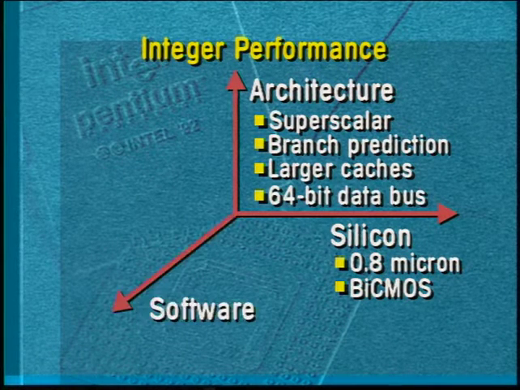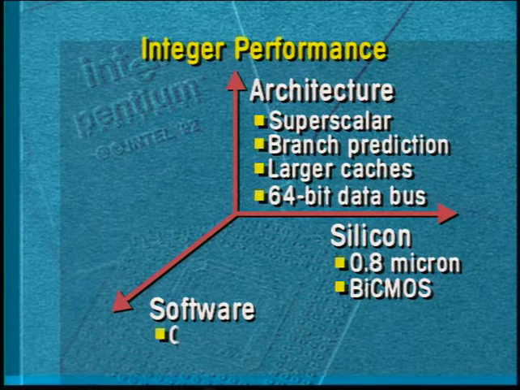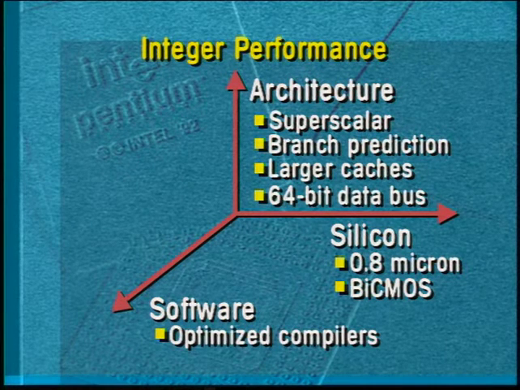A third dimension is software technology, and here improved compilers are key to providing improved performance from maximizing the parallelism that's made available to the hardware. Let's take a closer look at the semiconductor technology dimension. It really is a key aspect that's driving the performance forward.